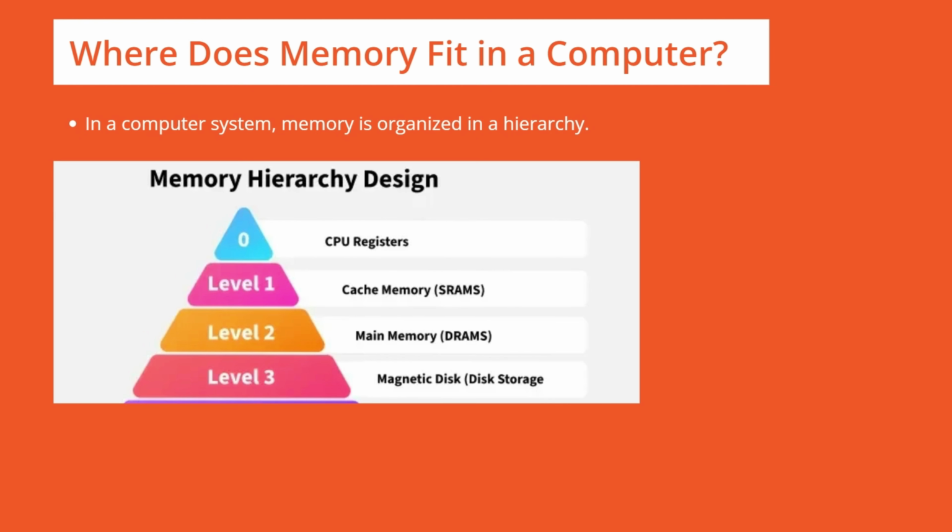Now you might be wondering, if registers and cache memory are fast, then why do we need RAM? The reason is simple. As we move up the hierarchy, from level 3 to level 0, memory becomes much faster but also much more expensive and smaller in size. And as we move down the hierarchy, memory becomes larger and cheaper but slower. RAM provides the perfect balance between speed, capacity and cost. And this RAM is where DDR comes into the picture.